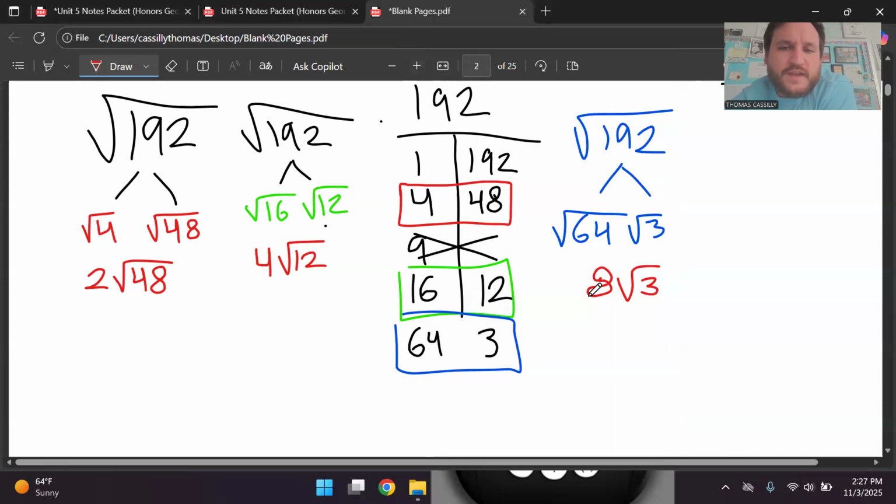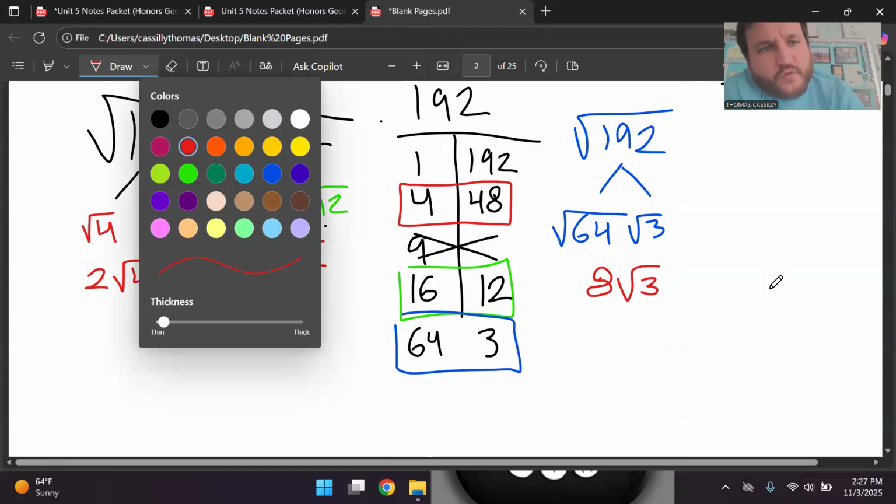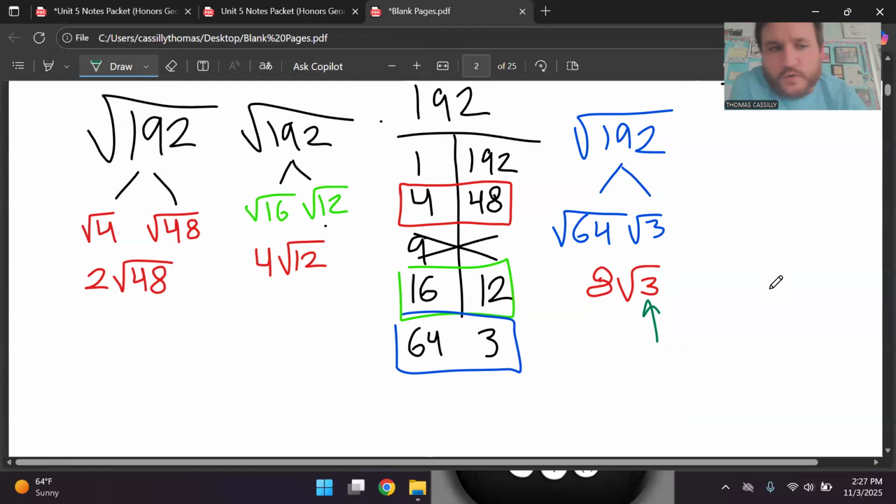All right, so it turns out this guy over here is going to be the best one because look at this square root number here. All right, 3, that's a prime number. We cannot break that one down any farther.